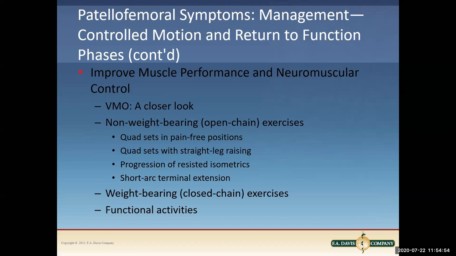VMO, so the vastus medialis oblique, which is just some fibers off of your vastus medialis. A lot of books don't consider that a separate muscle. But if you're working in the knee industry or the knee field, we do consider it a little bit of a separate muscle because it's going to be one that we use for patellar tracking.